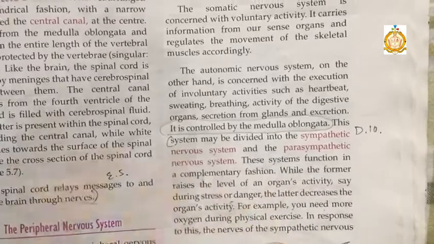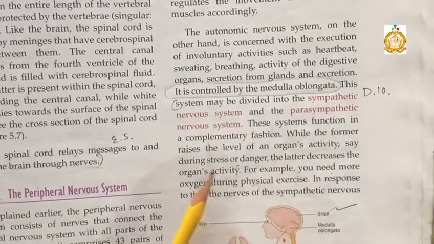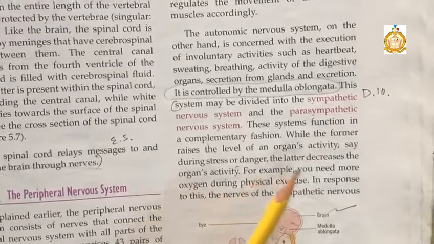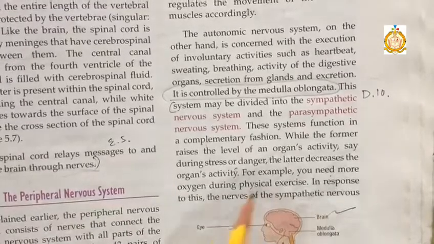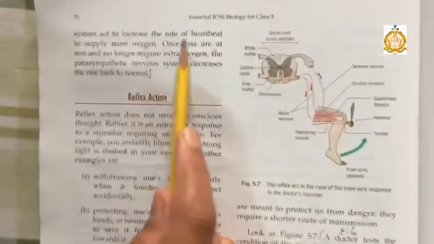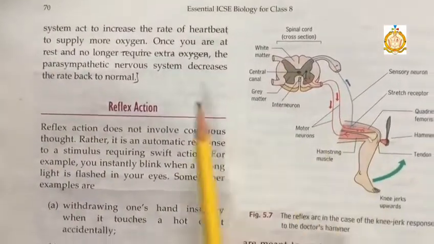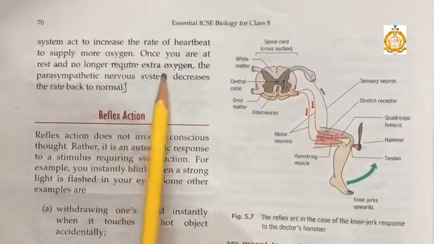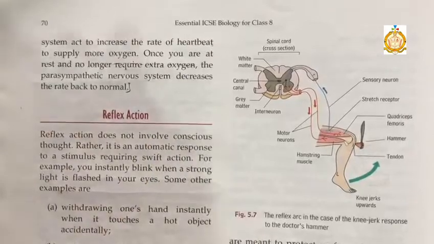In the complementary fashion, while the former raises the level of an organ's activity, say during stress or danger, the latter decreases the organ's activity. For example, you need more oxygen during physical exercise. In response to this, the nerves of the sympathetic nervous system act to increase the rate of heartbeat to supply more oxygen, and once you are at rest, no longer requiring extra oxygen, the parasympathetic nervous system decreases the rate back to normal.